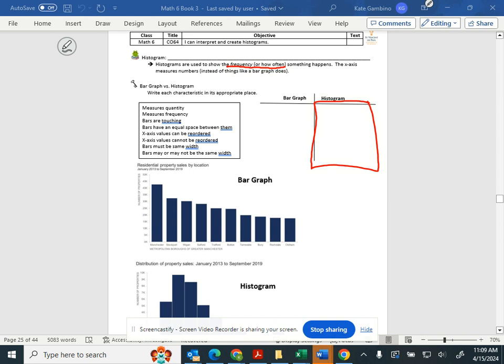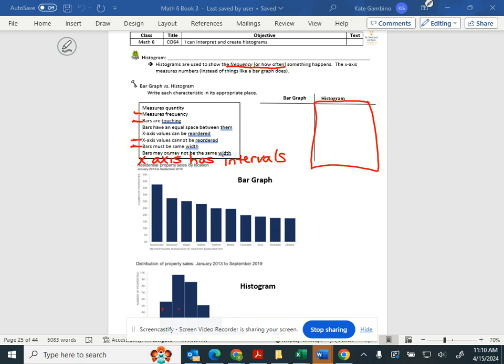So remember, we said it measures frequency. The bars are touching. The X values cannot be reordered. The bars must be the same width. And I would even add to it, the X-axis has intervals. Remember that bottom part, these were intervals. How many, from here to here?